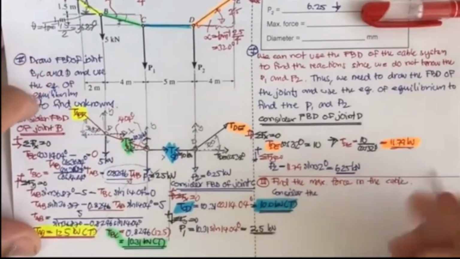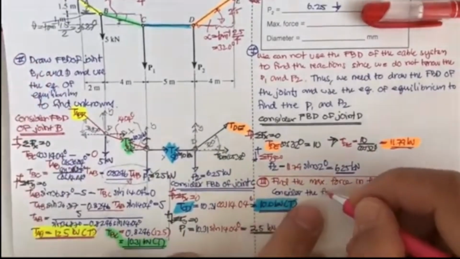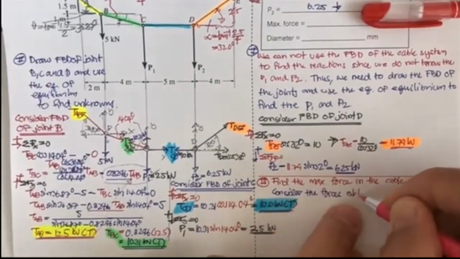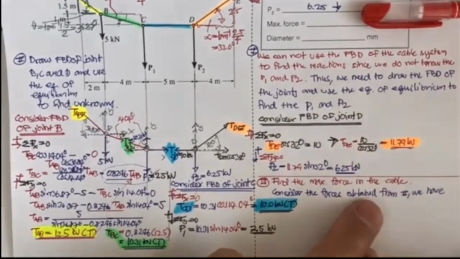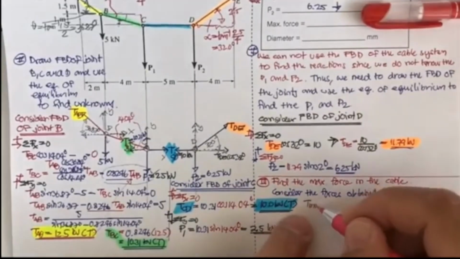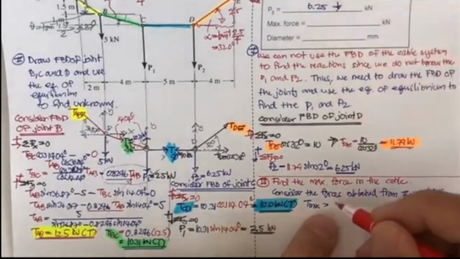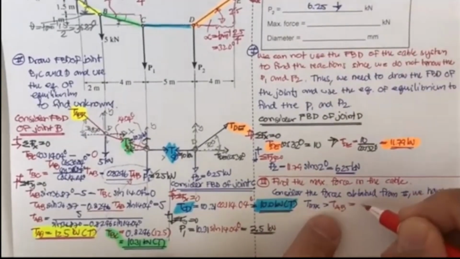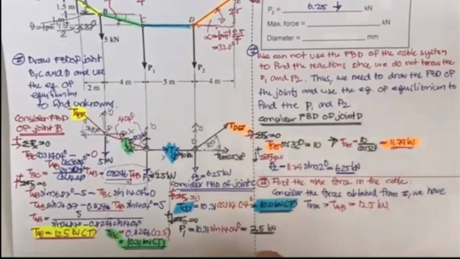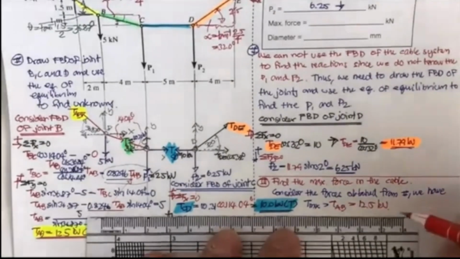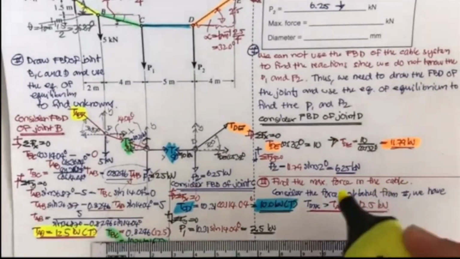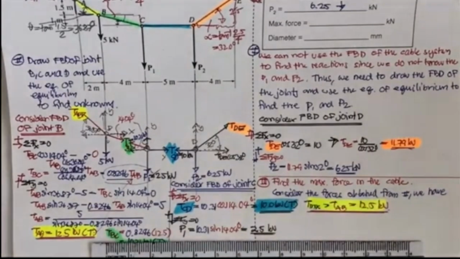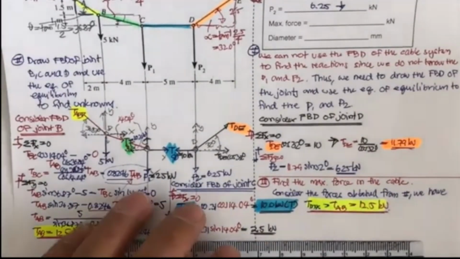Consider the forces obtained from part 2. We have T max equal to T sub AB equal to 12.5 kilonewton. That's going to be 12.5 kilonewton, and it's in the cable AB. So you just answer this, going to be 12.5.